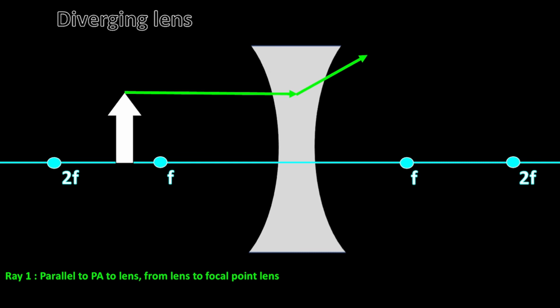And how I know what angle to draw it at is so that I can trace it back like it's coming from the focal point. So it's important to check there. I have a diverging lens. My ray 1 should be diverging. Let's take a look at ray 2.